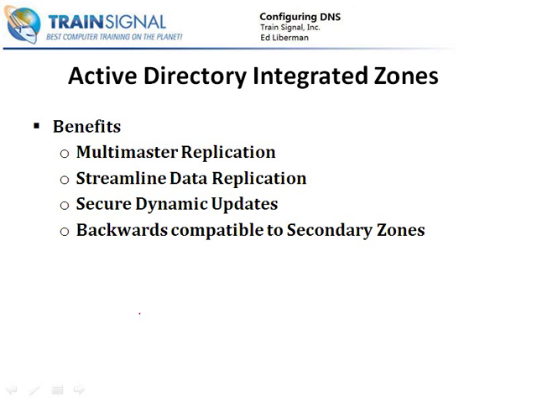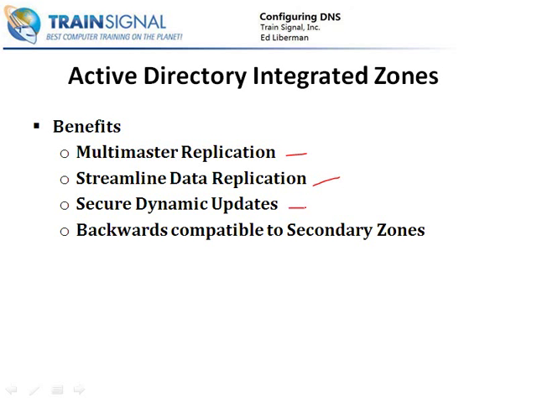Active Directory integrated zones has many benefits. One of them that I mentioned a moment ago is the multi-master replication. We no longer have that single master, so we don't have a single point of failure anymore. We have streamlined data replication because instead of having a DNS database where replication is traveling around to the different DNS servers and an Active Directory database where replication is traveling all around, we now have put both the DNS and Active Directory databases together and replicate them all together as one.